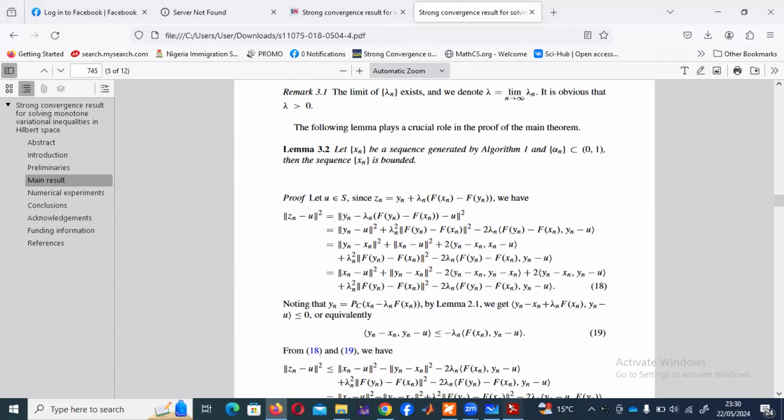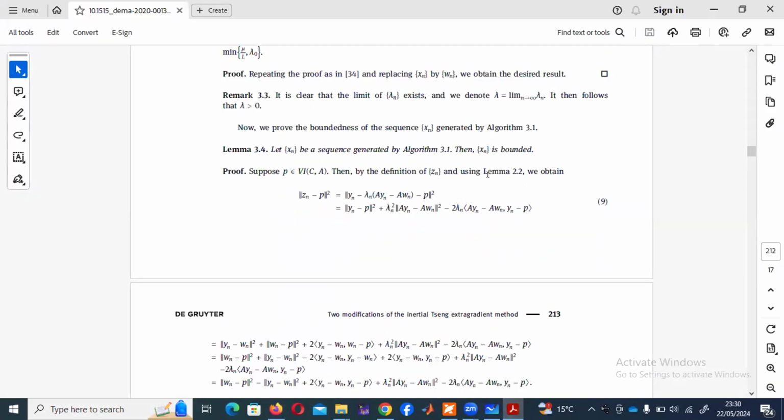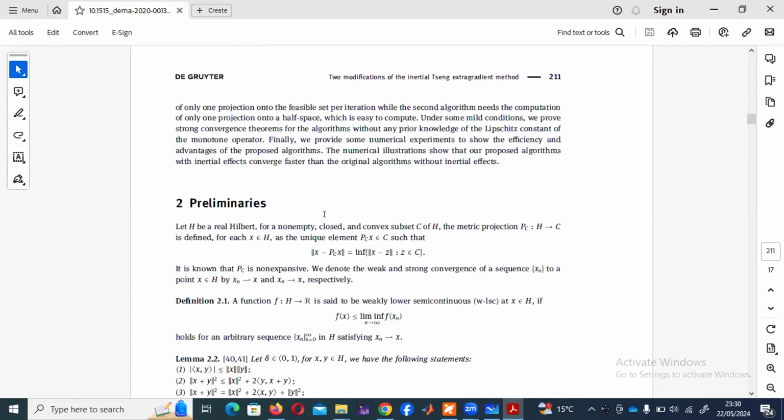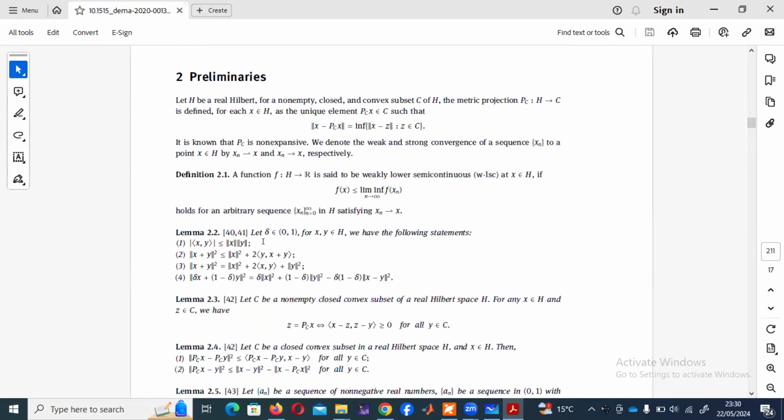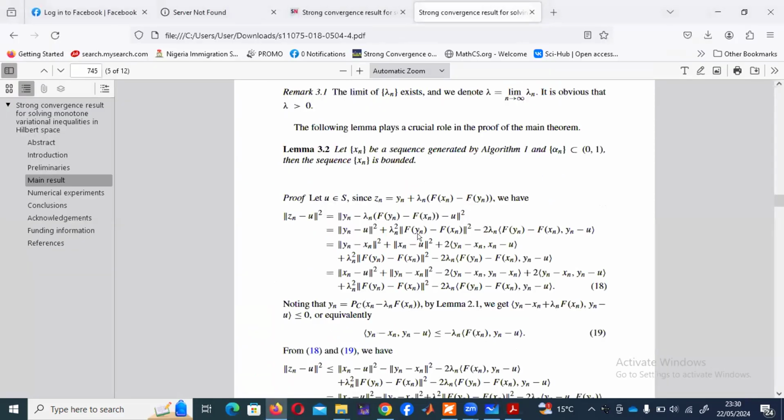So this guy stated it here. I'm using lemma 2.2. So you go and check what lemma 2.2 is. So what is lemma 2.2? It has four conclusions. Then you're now going to ask yourself, which of these has been used? So now what I can see is that I saw the addition of two things giving me two squares and an inner product. See where that is. Here, addition of two squares and an inner product.